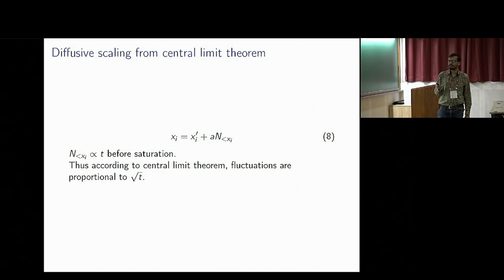And if you actually do the calculation, you will find that this n is proportional to t before saturation, and then it saturates to order n. So according to the central limit theorem, the fluctuations have to go as the square root of the number. So this explains the diffusive scaling.